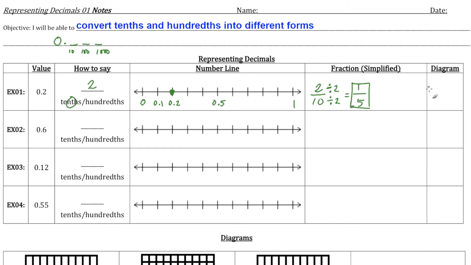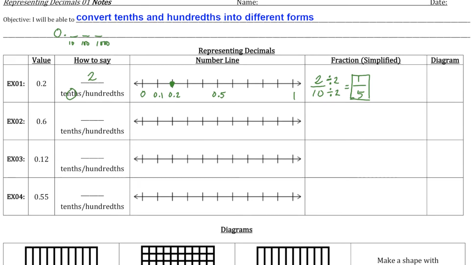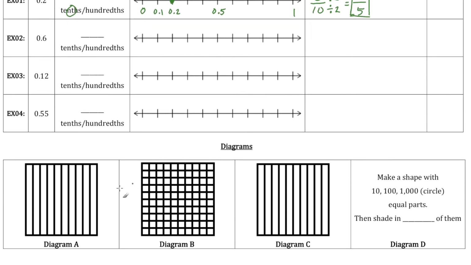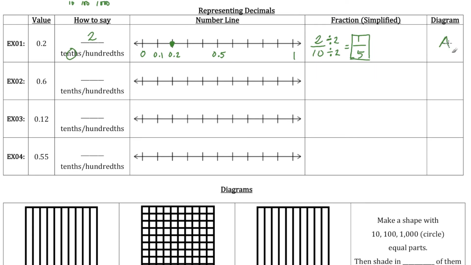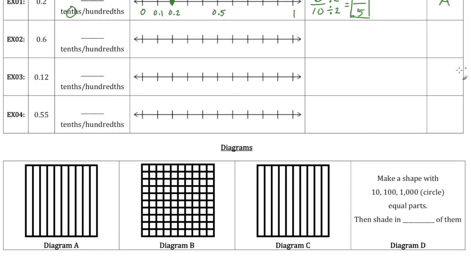Now we have this last area over here. This is a diagram, so we're going to look down here at diagram A. This is broken up into 1, 2, 3, 4, 5, 6, 7, 8, 9, 10 pieces. So we can use diagram A. I'm going to put diagram A up here, and I would fill in 2 of the tenths. 2/10.